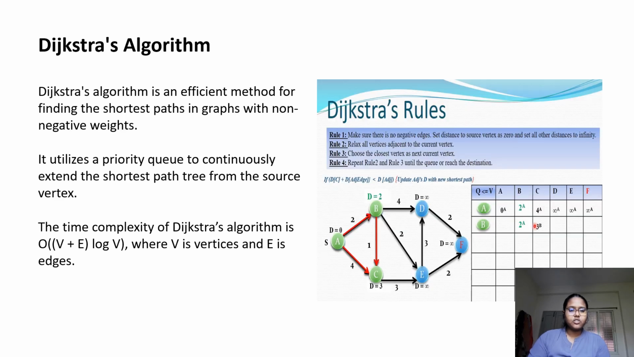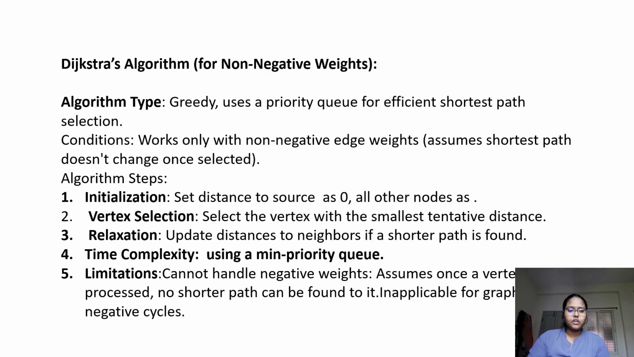Dijkstra's algorithm. Dijkstra's algorithm is an efficient method for finding the shortest path in a graph with non-negative weights. It utilizes a priority queue to continuously extend the shortest path tree from the source vertex. The time complexity of Dijkstra's algorithm is O((V + E) log V), where V is the vertices and E is the edges.